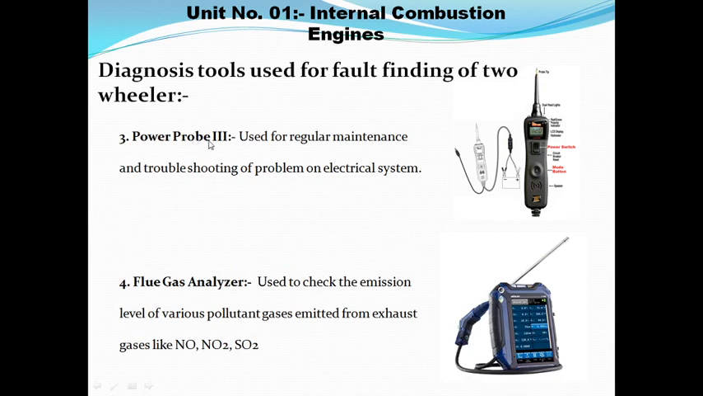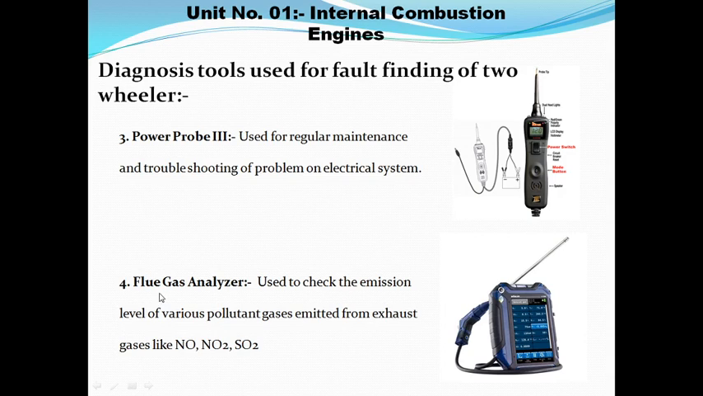Next is the Power Probe 3. This is the diagram of the Power Probe 3. It is used for the maintenance and troubleshooting of problems in the electrical system. If the electrical system has any kind of problem, suppose there is a light problem or horn problem, then we can use this type of probe for fixing the electrical system problem.